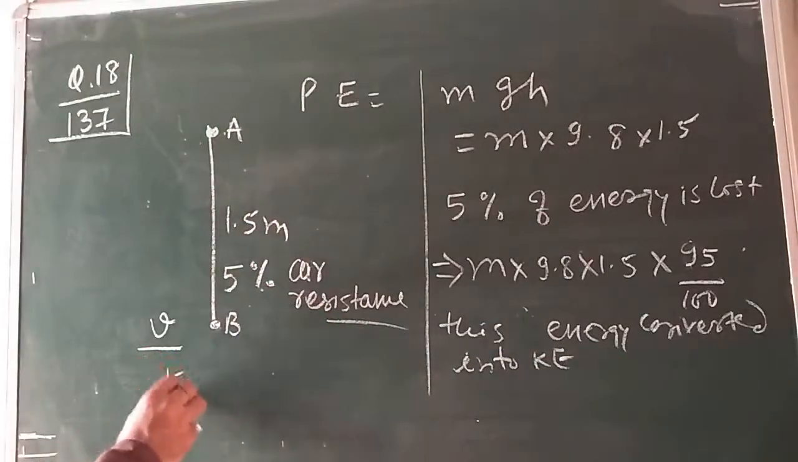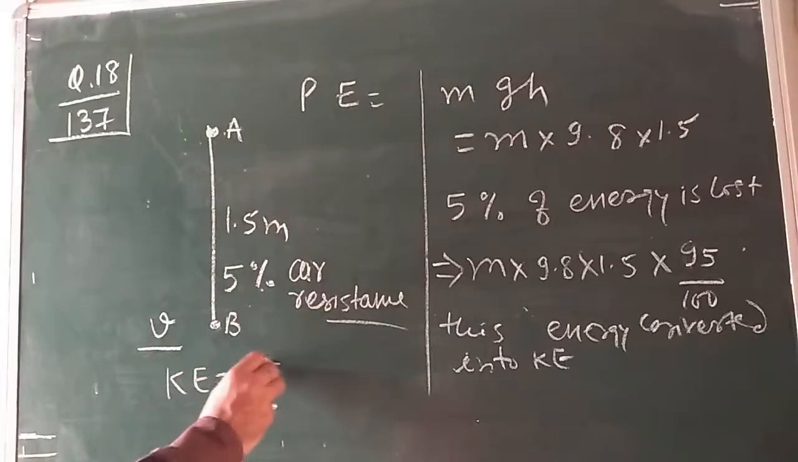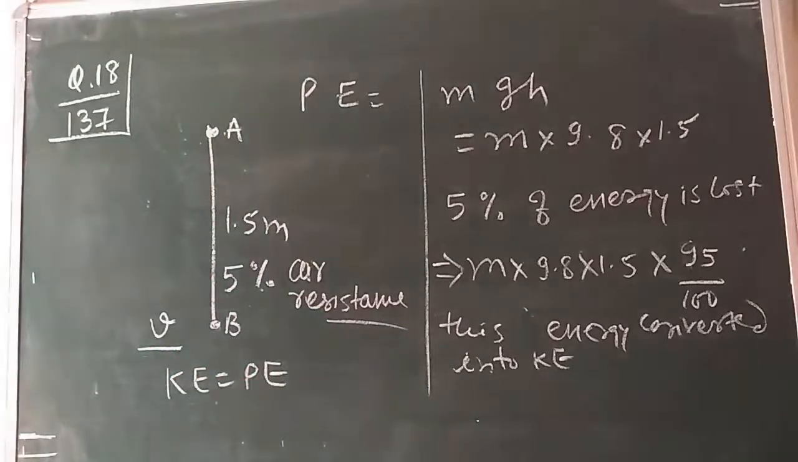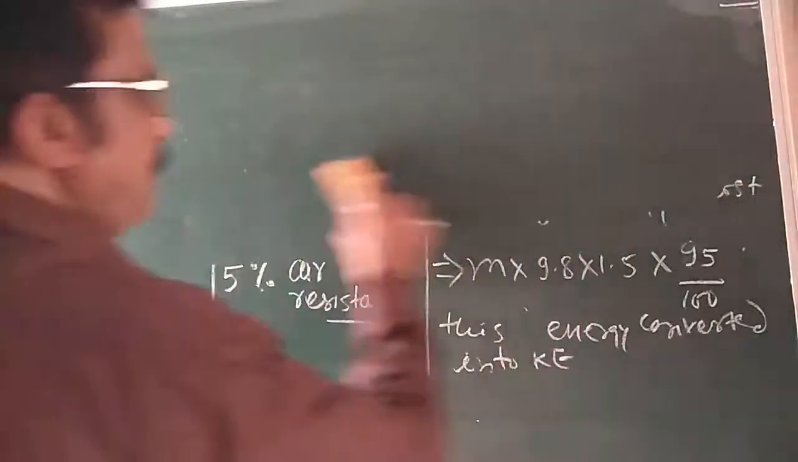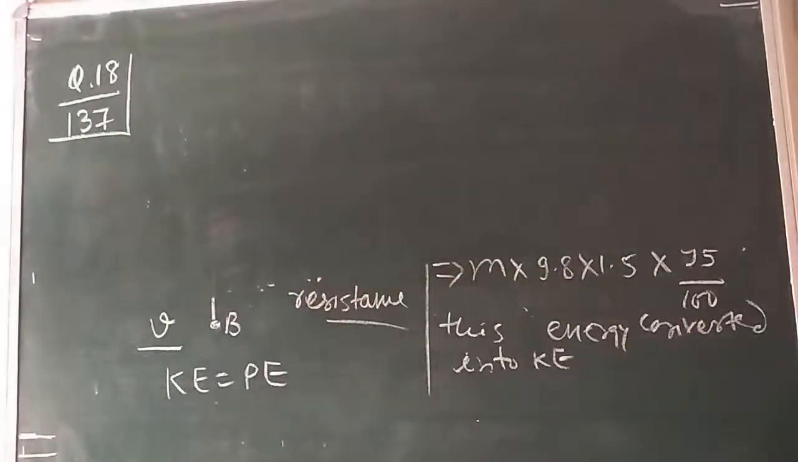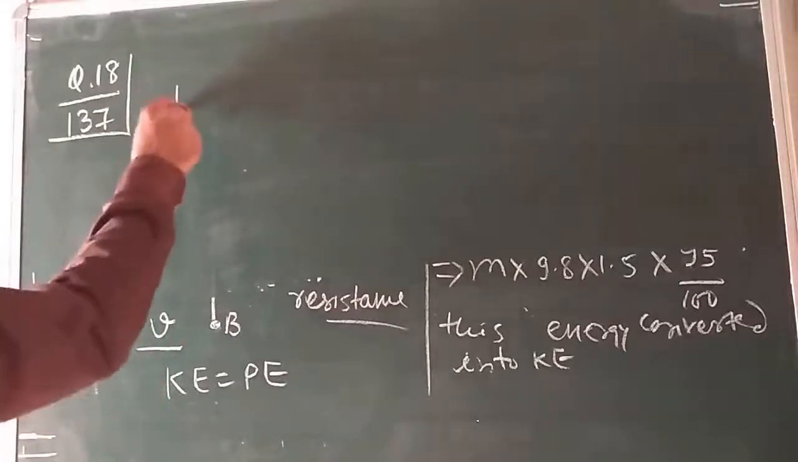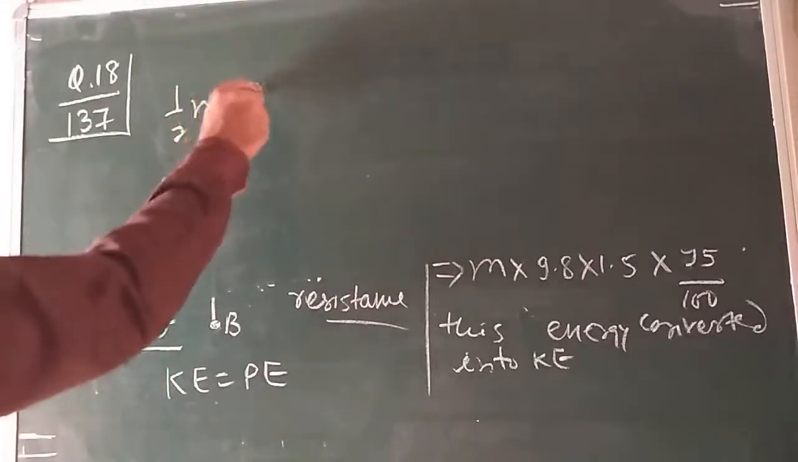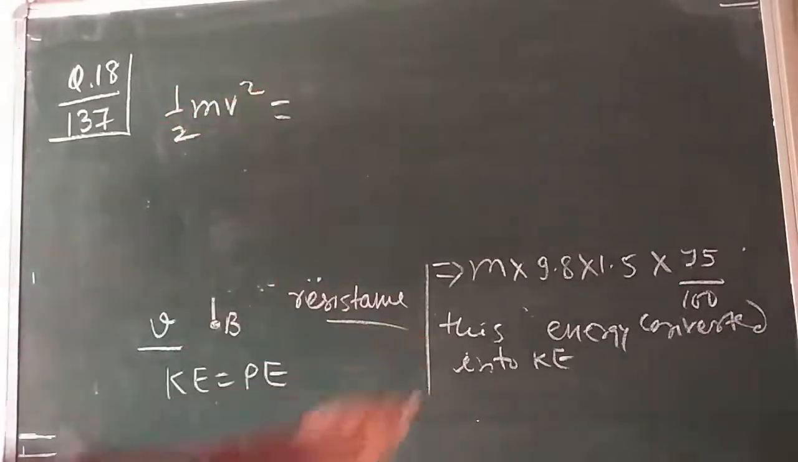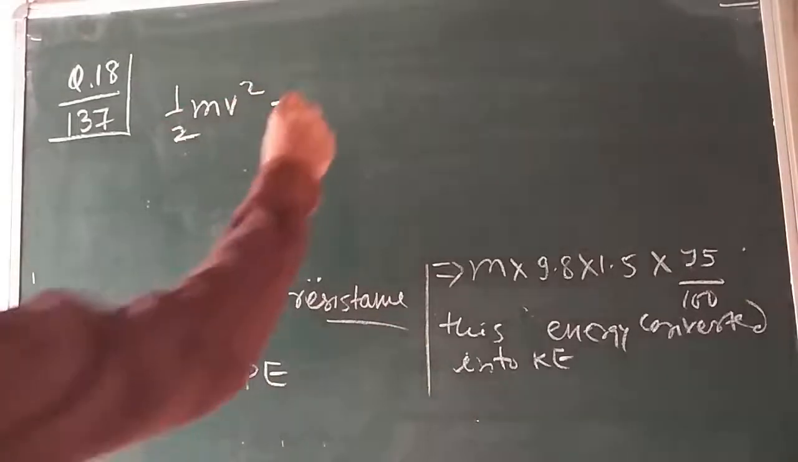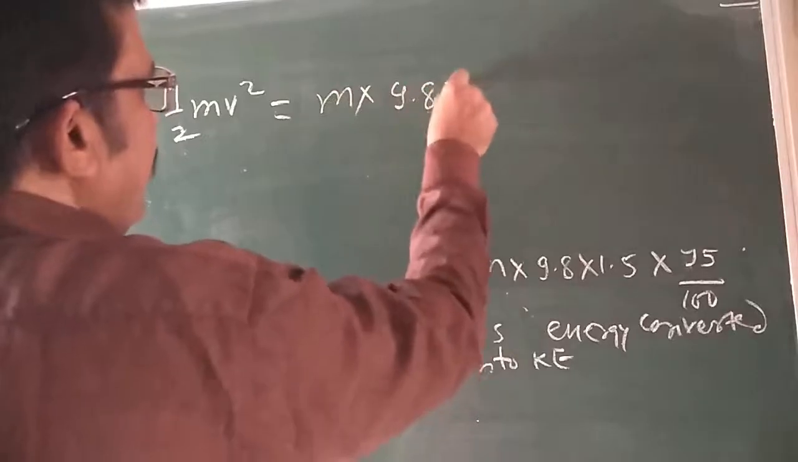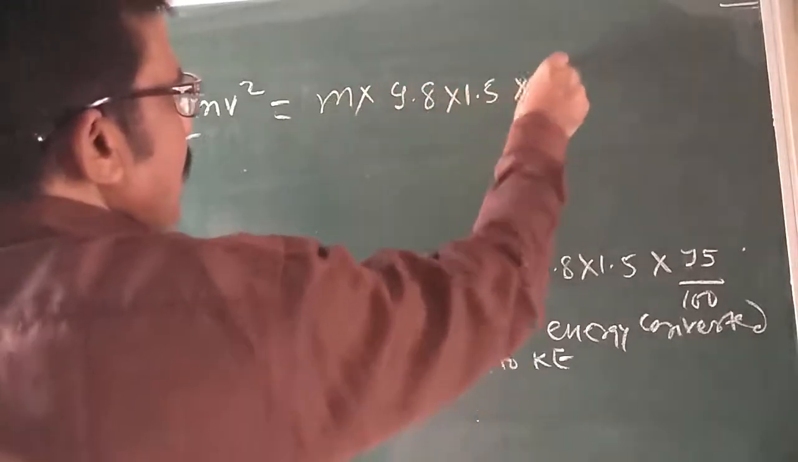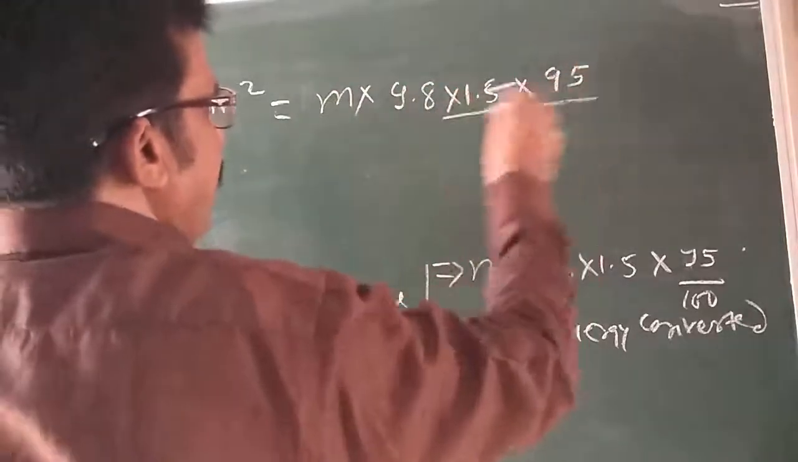So what is that? This kinetic energy must be equal to the potential energy. What is our formula for kinetic energy? 1 by 2 mv square, sir. That is equal to this, that is m into 9.8 into 1.5 into 95 divided by 100.